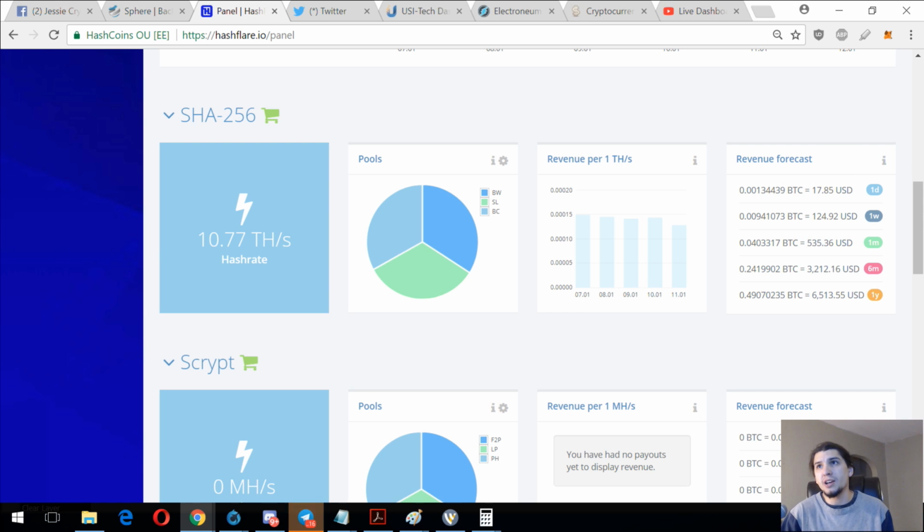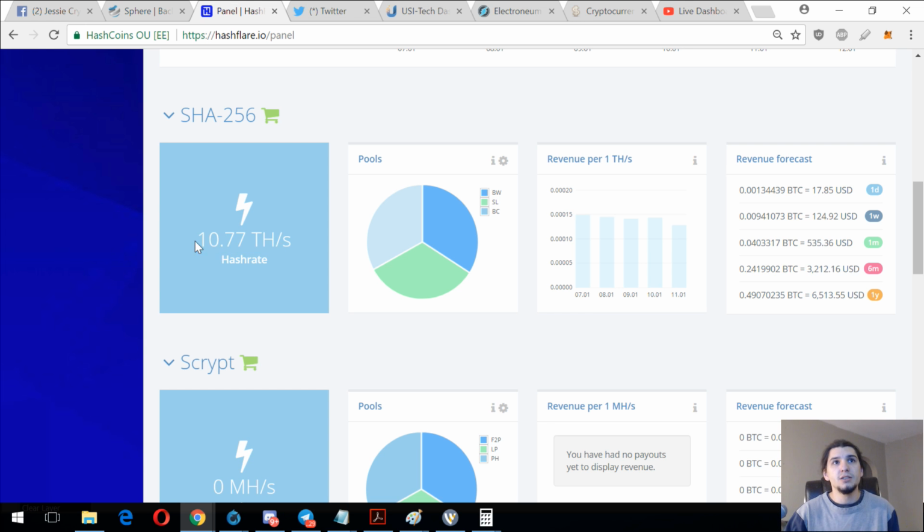And the revenue forecast just will not change until I actually have another earning. Okay, so 10.77 terahashes, guys, right there. And that's how easy it is to compound your earnings in it, right? Now, the thing is, I told you guys, I have a goal. I want to be at 100 terahashes within 3 months. Okay, so I'm not going to get there just by compounding. Obviously, I'm going to put some more money into this, but I fully intend on being at 100 terahashes within 3 months, all right?